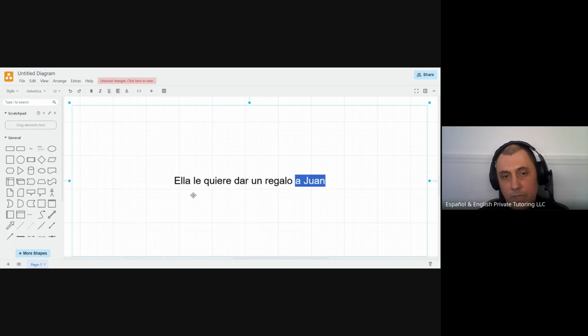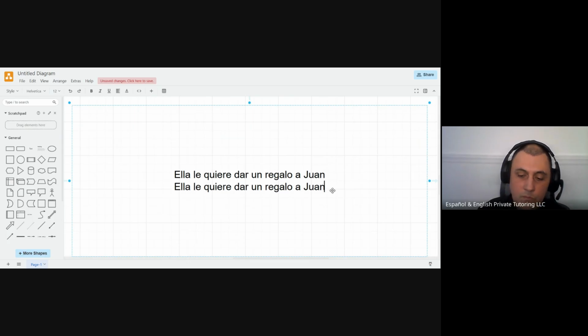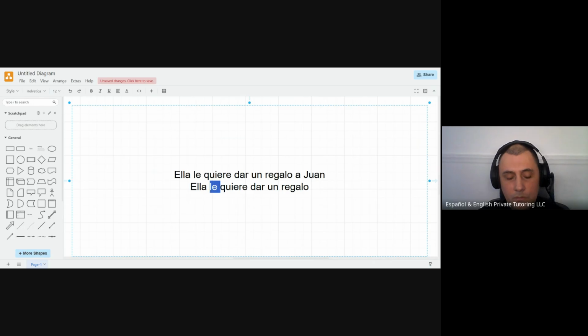The indirect object pronoun is le. Now, remember that I don't have to include the indirect object all the time, because instead of adding the indirect object, I can just use the indirect object pronoun. But since le is ambiguous, I have to include the indirect object to explain the meaning of le, to explain that it's him, not her. Okay? Ella le quiere dar un regalo a Juan.